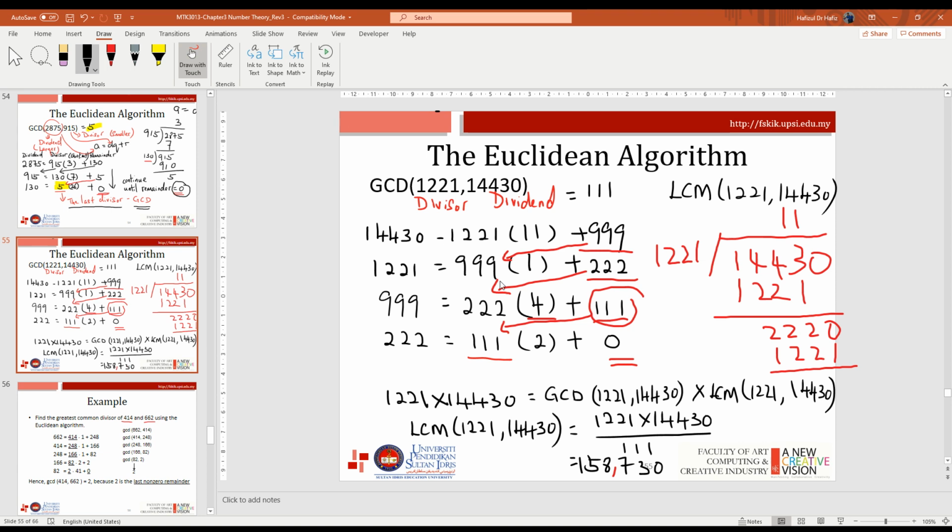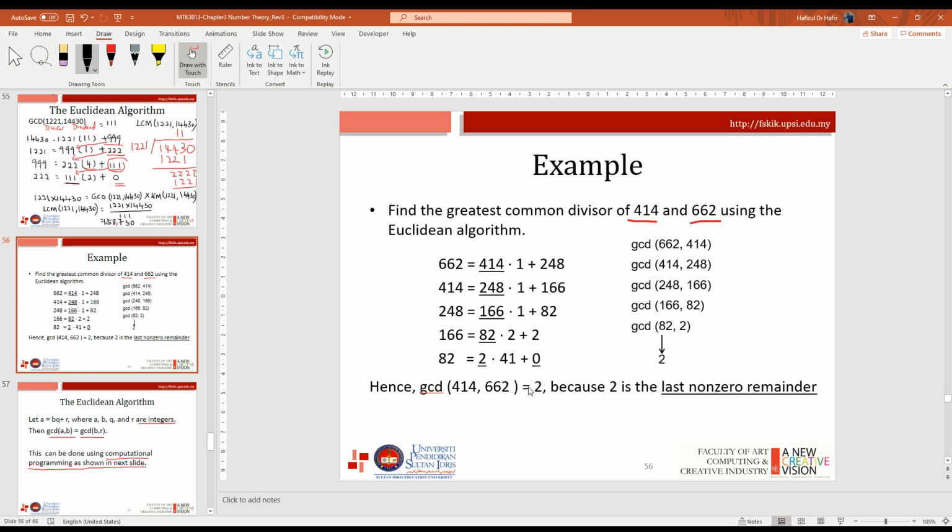Same goes here. The remainder GCD is 111. And then for the LCM, we divide by the GCD, and then we got 158,730. For the greatest common divisor of 450, 414, and 662, using the Euclidean algorithm, finally we got GCD is 2, because 2 is the last non-zero remainder.